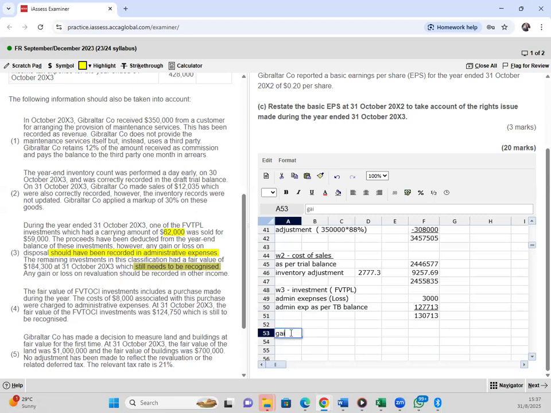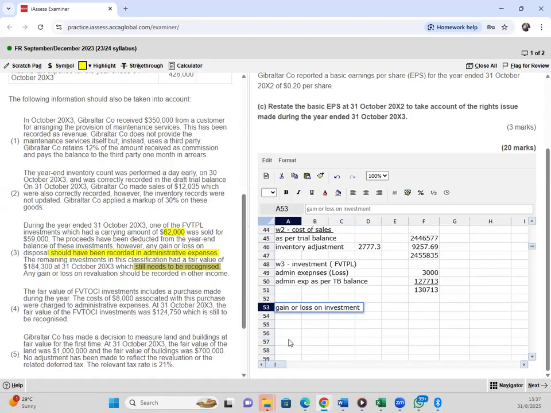So the gain or loss on investment on fair value changes. At the end of the year, if it's an investment through profit and loss, we check the gain or loss at the end of the year. Then that gain or loss is taken to the income statement. So we are comparing the carrying amount at the end of the year and the new value. They've said that the fair value is 184,300. If they have not calculated any gain or loss, we have to first of all work out how much the gain or loss was.